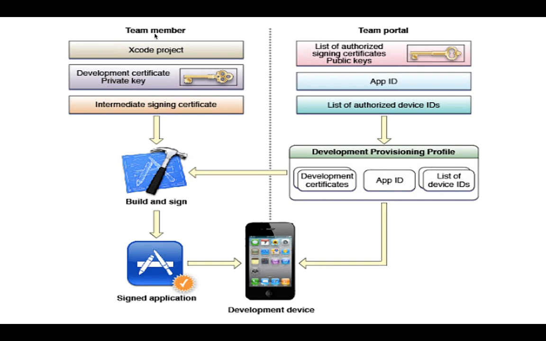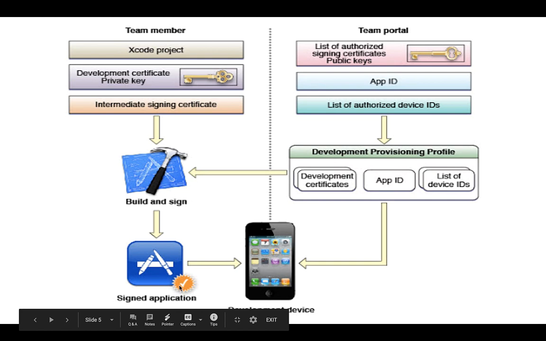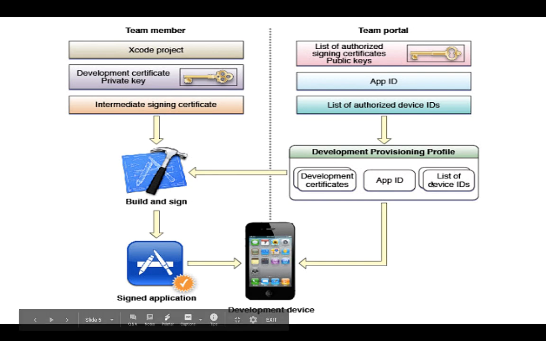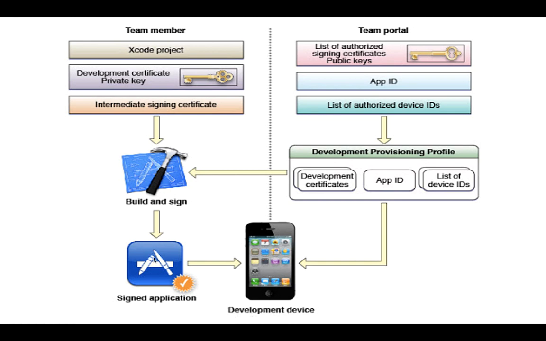This is the one: your team member created the development certificate private key in your keychain, and you build and sign the app. Once you sign the app, you want to deploy it onto your iPhone. Before that, you need to have this development provisioning profile, which will contain development certificates, app ID, and a list of devices. Okay, so your device ID should be present in this list of devices, otherwise you won't be able to run this particular app.